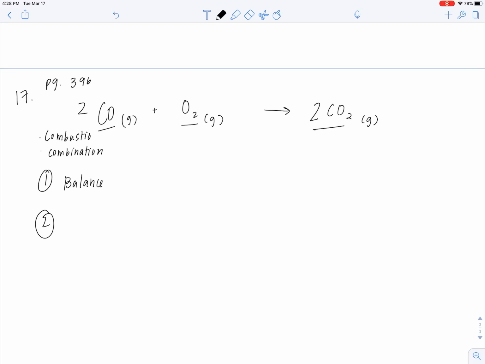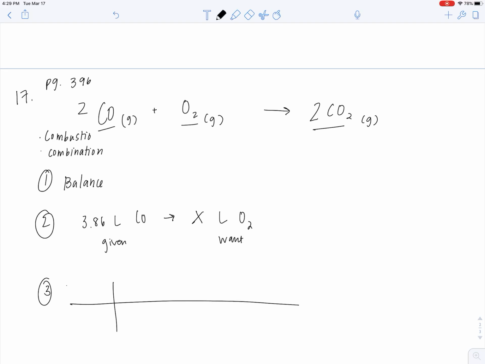Our second step is to determine what we're given and what we're trying to find. So in the question, it says how many liters of oxygen are required to burn 3.86 liters of carbon monoxide. So we have 3.86 liters of carbon monoxide, and we're trying to get to X liters of oxygen. Okay, so this is what we're given, and this is what we want. Okay, so we need to set up our grid. So we have 3.86 liters of carbon monoxide. That's what we start with.